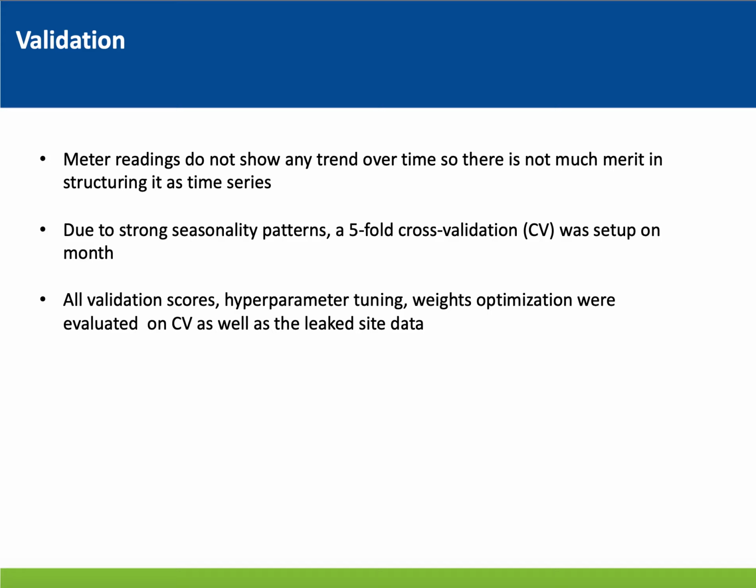The actual meter readings did not show any significant trend or change over time, and hence we did not structure it as a time series problem. It did have some strong seasonality patterns where the summer months showed a different distribution compared to winter months. Some of the sites which were in the educational institutes were related to when courses and semesters were held versus when there were vacations, and so on. Due to this, we set up our cross validation on month and we used this for all our tuning and optimization.